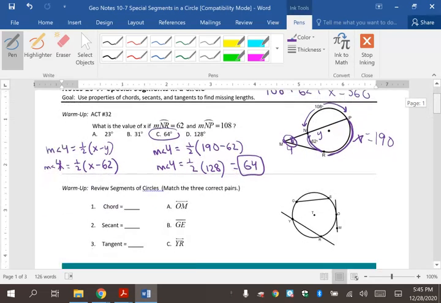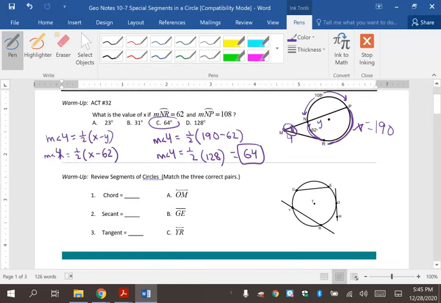So good job for you guys who got that. The next part: a chord is line segment GE. A secant cuts the circle at two points, so that would be line YR, and a tangent hits a circle at one point, so that would be line segment OM.